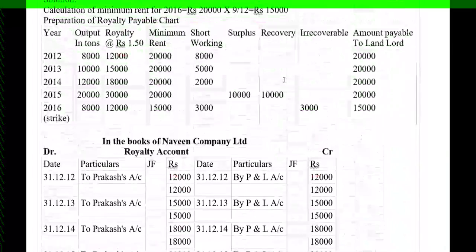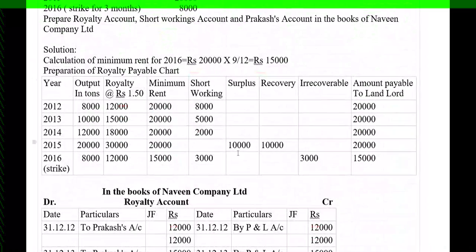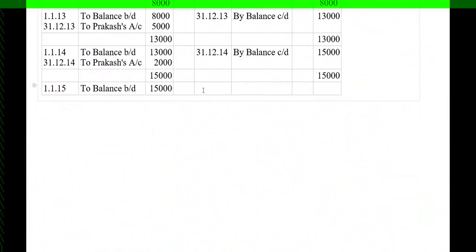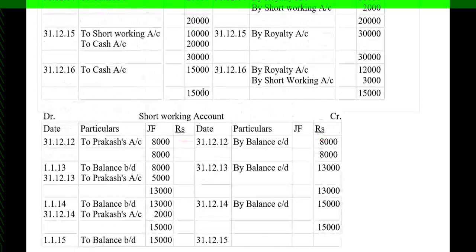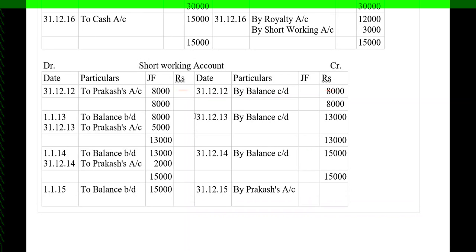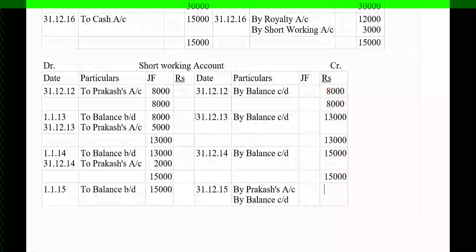Now let us see in the chart what has happened in the year 2015. In 2015 there is a recovery of rupees 10,000. So when there is a recovery here on 31st/12/2015, there is a recovery of rupees 10,000 here. So when it is recovered here, Prakash account debit, short working account is credited by Prakash's account. Then the remaining by balance carried down. So here recovered is rupees 10,000.